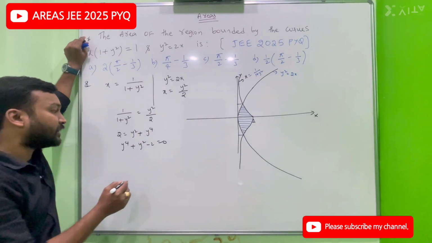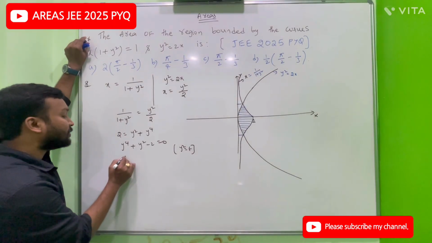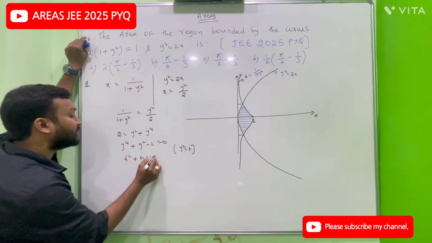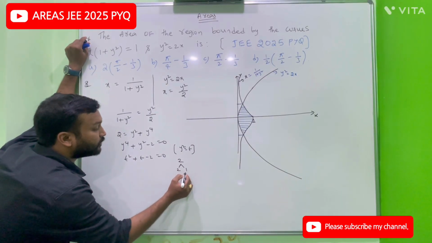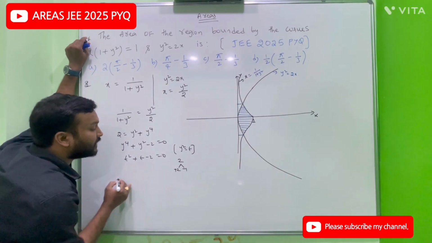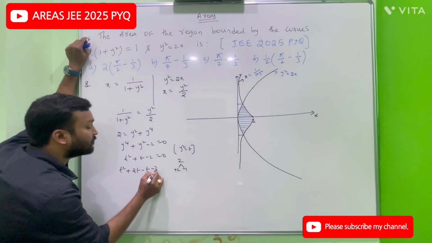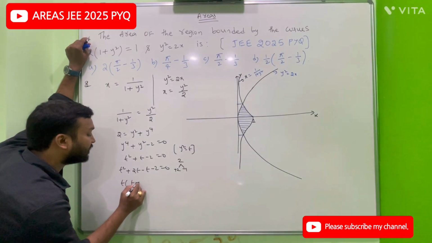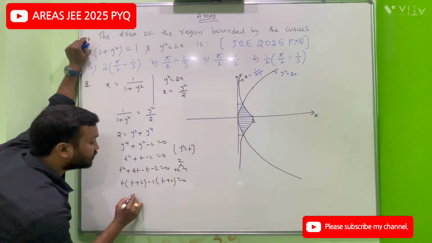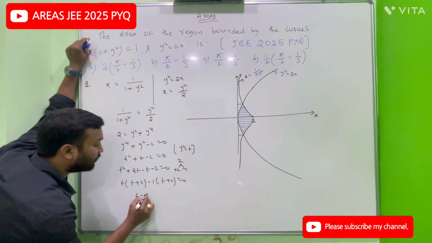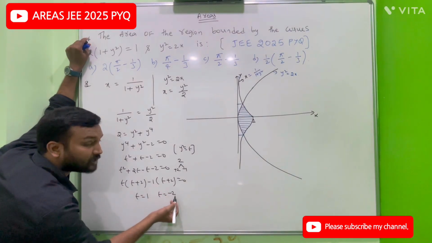Suppose I take y² = t. Then t² + t - 2 = 0, a quadratic. For factoring, 2 can be written as 2 into 1, so plus 2 and minus 1. Now t² + 2t - t - 2 = 0. Taking t common, t(t + 2) - 1(t + 2) = 0. So finally t = 1 or t = -2.